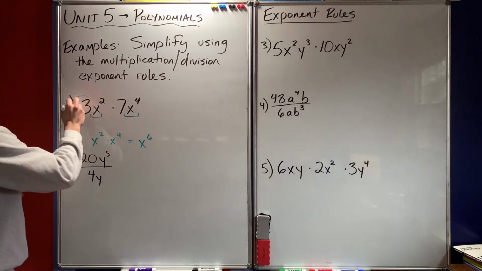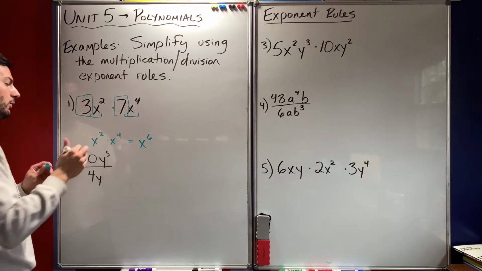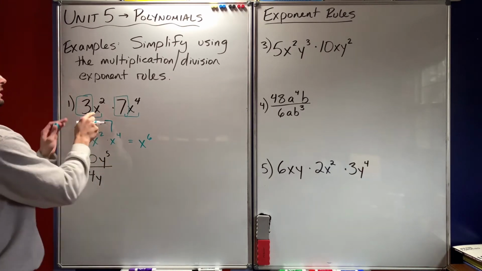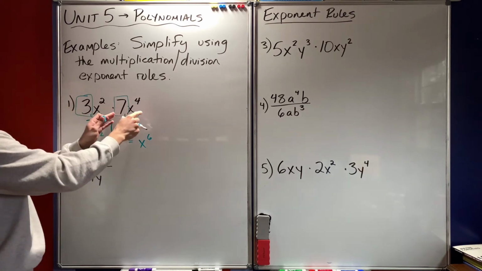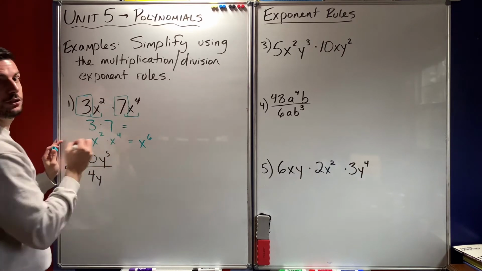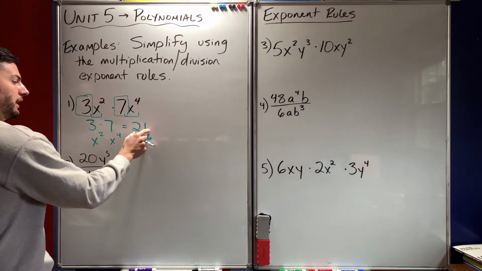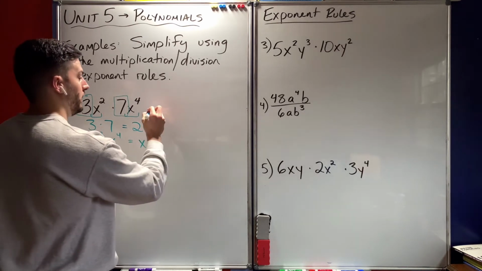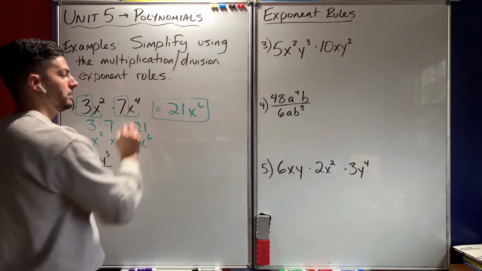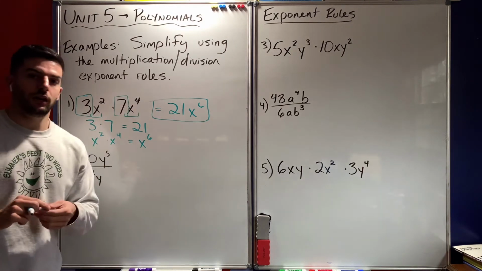Okay, but they have coefficients as well, right? So separately from the x's, I would do 3 times 7. 3 is the coefficient of this term times 7 is the coefficient of this term. You guys know that. 3 times 7 is 21. Putting those two parts together, 21 and the x to the 6th, that would be my final answer. So it'd be 21x to the 6th power. So separately, you multiply your coefficients and then your variables.